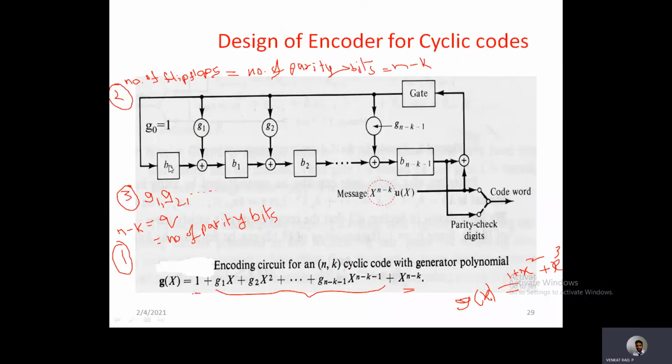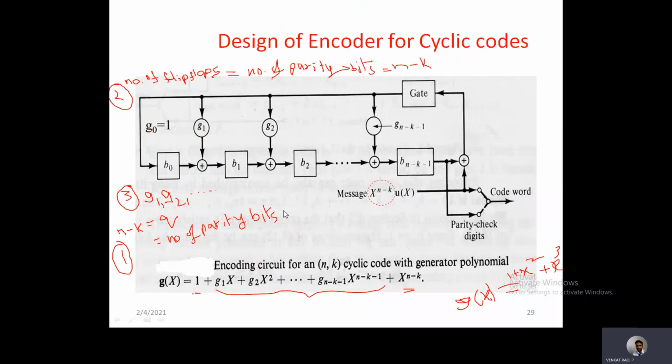So in the encoder, you can clearly observe there will be some blocks marked with notations like P1, P2 and so on. These are nothing but the flip-flops. So here don't worry about these representations and everything. No need to remember. I will tell you in a very easy way. So let us find some observations by looking at the block diagram.